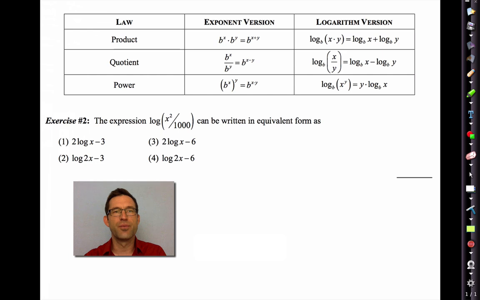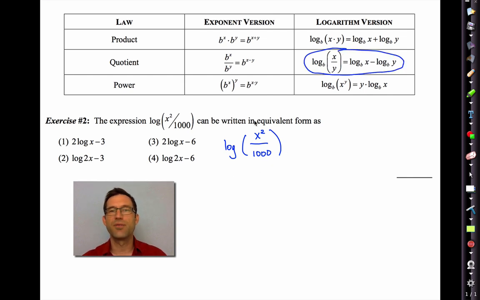All right, exercise 2. The expression the log of x squared divided by 1,000 can be written in equivalent form as what? Well, this one actually involves multiple log laws. So we want to see the big structure. The big structure of this thing is that we're taking the log of a quotient. All right? So initially, the most important log law that kicks in is this one. And it simply says if we've got the log of something divided by something, we can do the log of the numerator minus the log of the denominator. Doesn't matter how complicated, that's it.